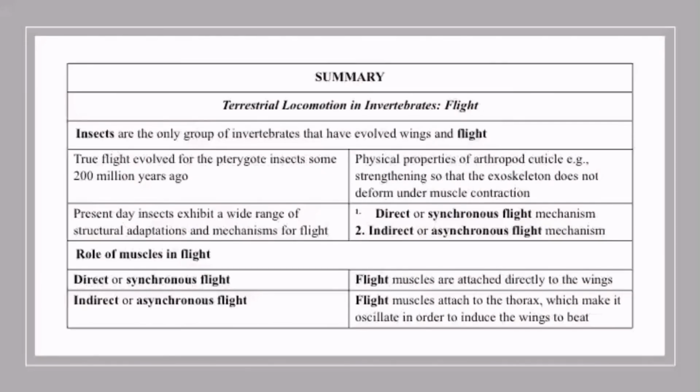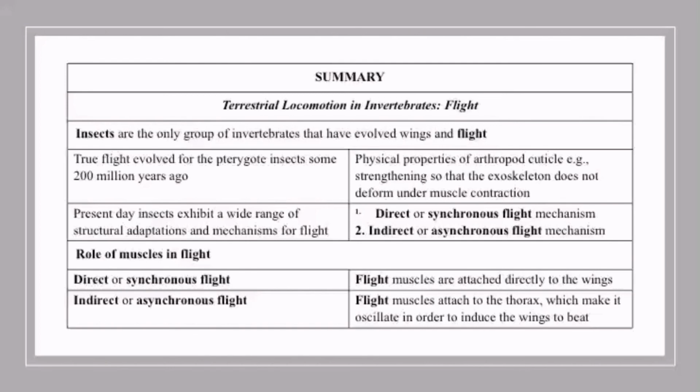Summary of today's lecture. Today's lecture was on the topic terrestrial locomotion in invertebrates, that is flight. Insects are the only group of invertebrates that have evolved wings and flight. True flight evolved for the pterygote insect some 200 million years ago. Physical properties of the arthropod cuticle, for example, strengthening of the exoskeleton so that the exoskeleton doesn't deform under muscle contraction, is an important feature which helps the insects to fly. Present day insects exhibit a wide range of structural adaptations and mechanisms for flight. These include the direct or synchronous flight mechanism or indirect or asynchronous flight mechanism.